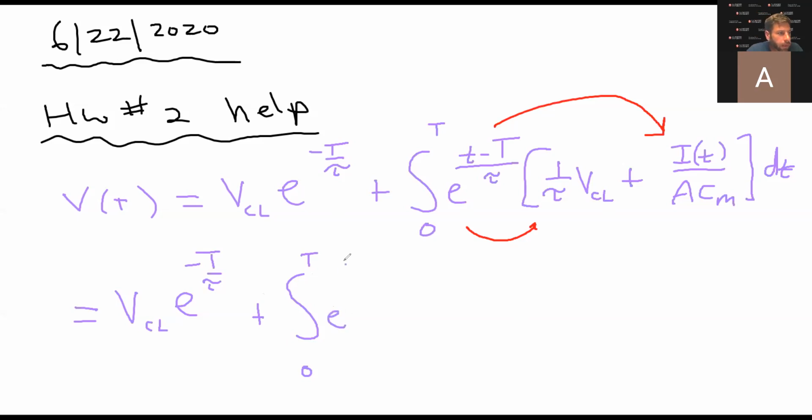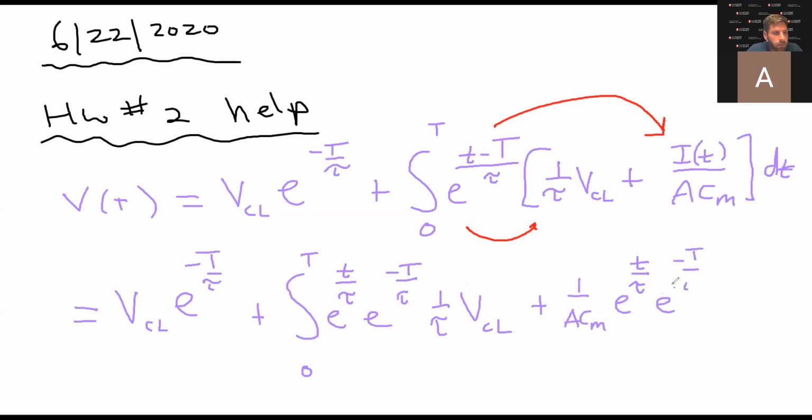So this is e to the lowercase t over tau, and then this is times e to the negative capital T over tau, and then it's times 1 over tau V sub L. That's the first term. And then the next term inside the integral, I'm going to write slightly differently. I'm going to write it as 1 over A C sub M, and then I'm going to write it as e to the t over tau, e to the negative T over tau.